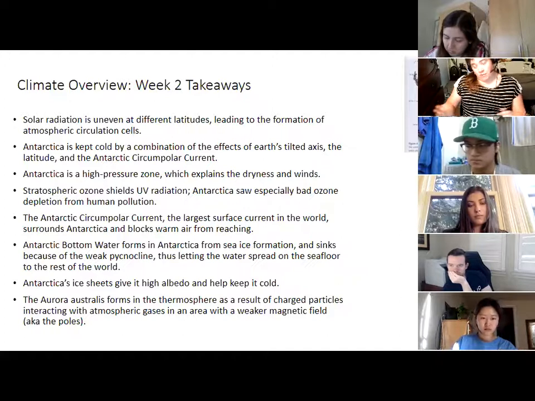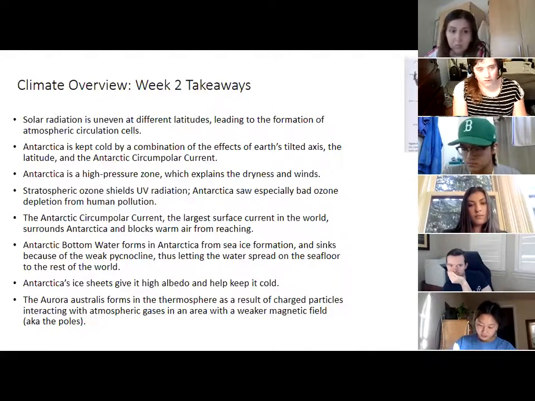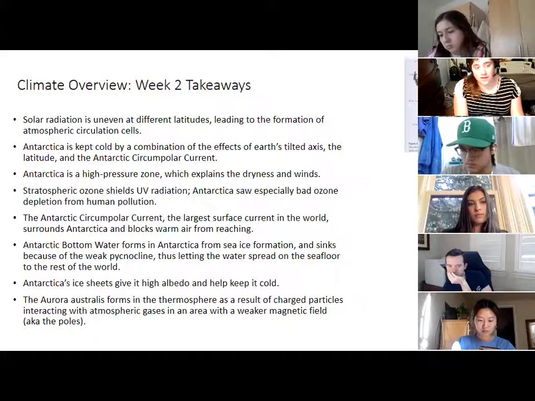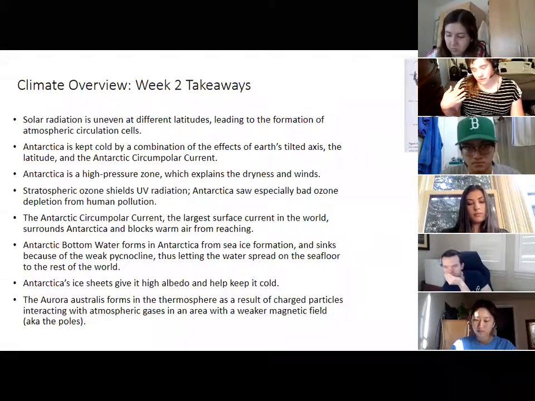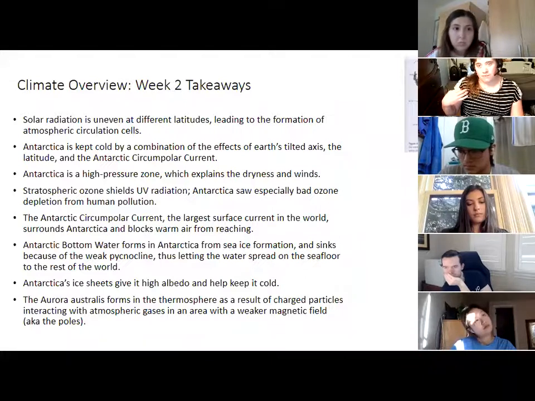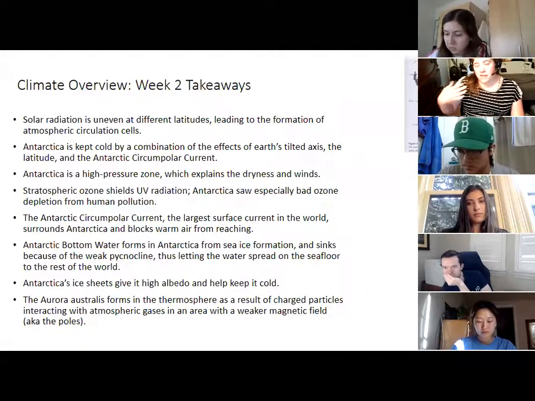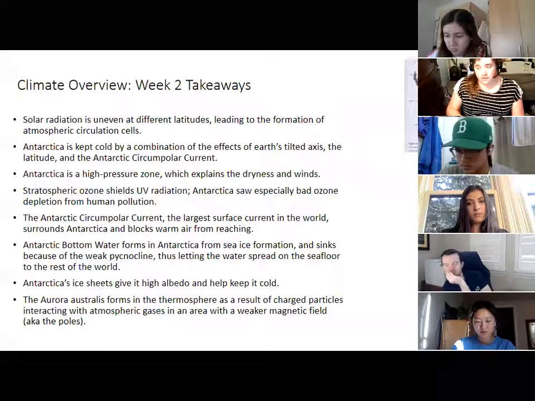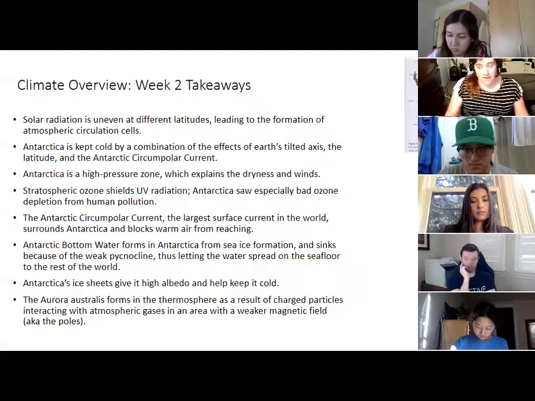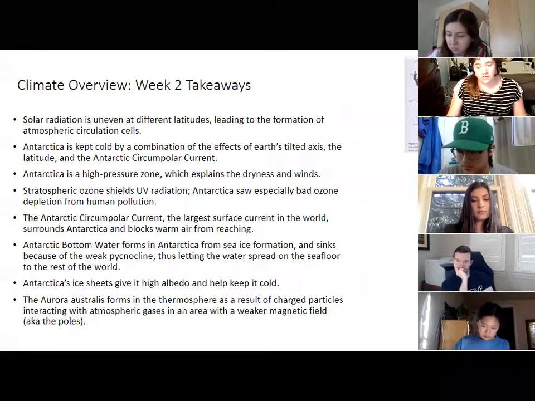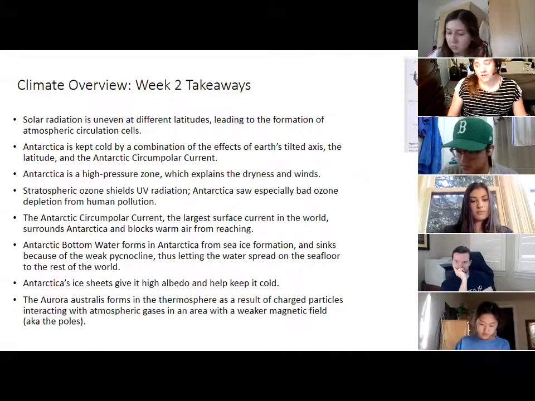But what did we learn about last week? We went over a lot, but the main things we covered were how solar radiation is uneven at different latitudes. Even though the sun is consistently emitting the same amount of radiation usually, and the same amount is reaching Earth, different latitudes get sunlight more effectively, essentially, because near the poles, Earth is angled and spread out, and the sunlight gets spread out. And that actually leads to atmospheric circulation to start. The buildup of too much solar radiation at the equator and too little at the poles causes convection currents to form.